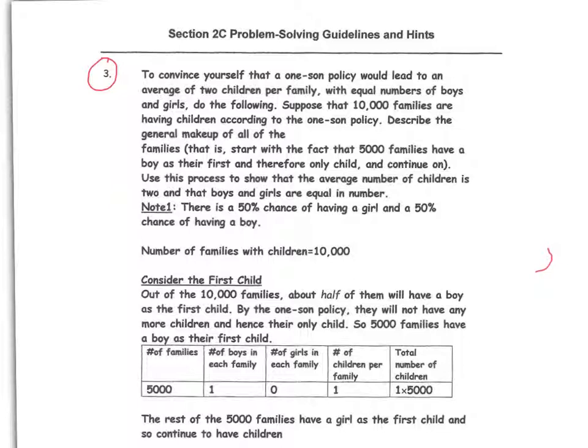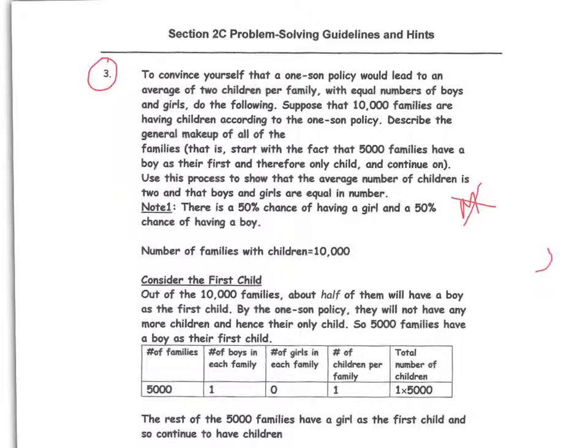Just to control the population, and since everyone seems to favor having a male child rather than a female child in certain parts of the world, what they have is called the one son policy. You're allowed to have children until you have one son. So if your firstborn is male, then you stop having children at that point.